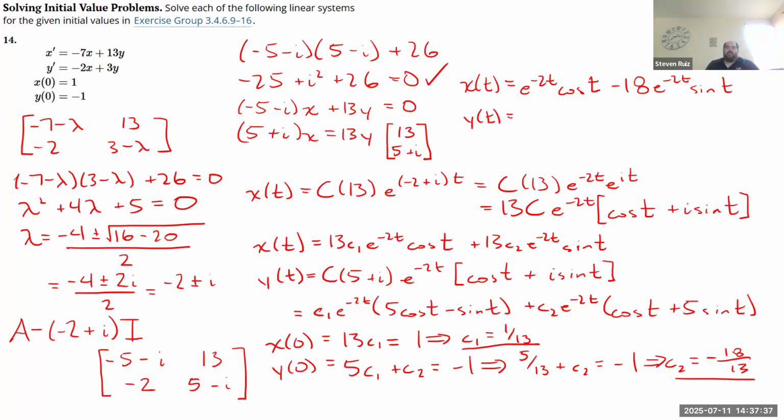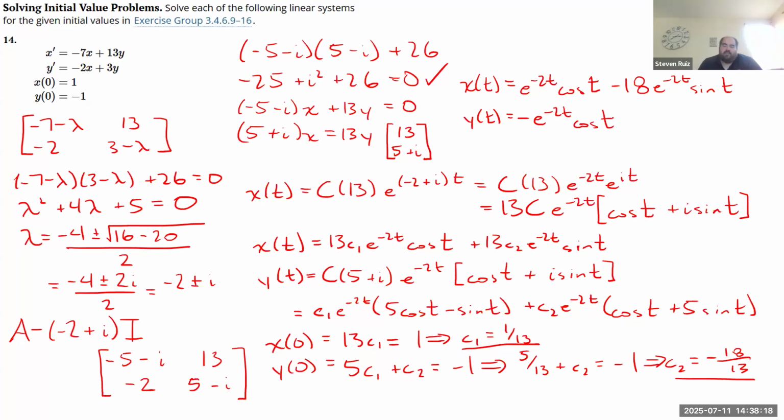y of t is equal to C1. Let's just try to do this all in one shot. Let's group all the cosines and sines together. So you're going to have C1 times 5, so 5/13 cosine from the first term, and then C2, 5/13 cosine minus 18/13 cosine. So that's minus 13/13. So you get minus e to the -2t cosine t.